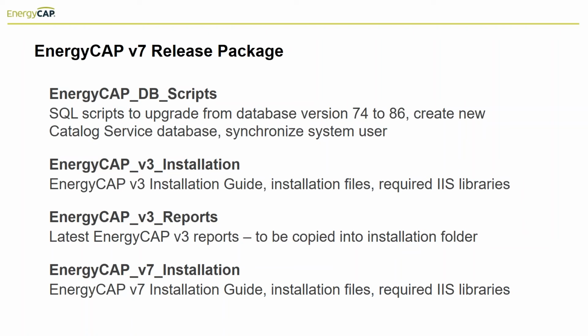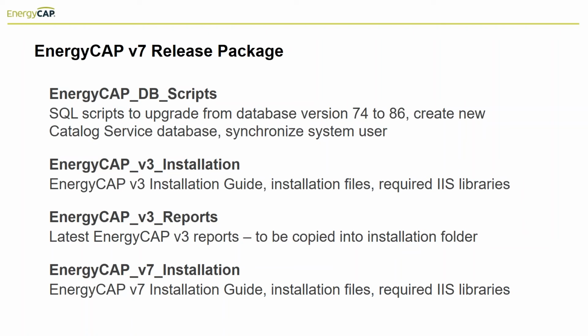The report files that we provide on a regular basis include images to go along with our reports, as well as the report executables that are used by the system. Those reports get copied on top of the version 3 installation once version 3 is up and running. And then the last folder is the folder that will contain the files needed for EnergyCAP version 7. It will include the version 7 installation guide, the installation files themselves, as well as the required IIS libraries. We're going to dive into each of these in a little more detail.